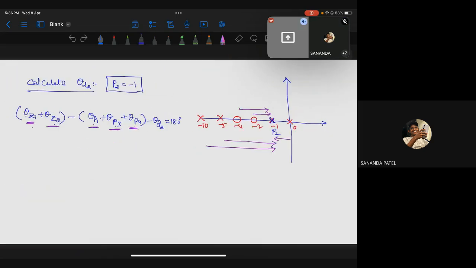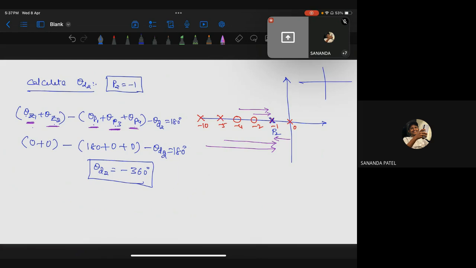Now tell me these values. These are the same, yes or no? This will be 180. Will you agree? And again, these are zeros. Yes, sir. So now in this case, theta D2 is what? Minus 360. So minus 360 means what? This is 0, minus 90, minus 180, minus 270, minus 360.